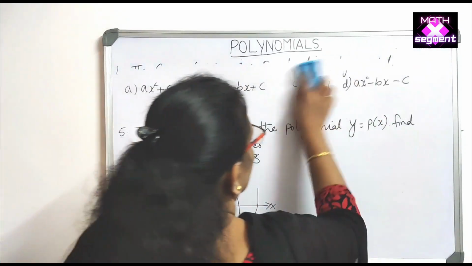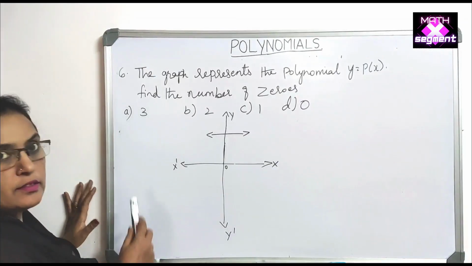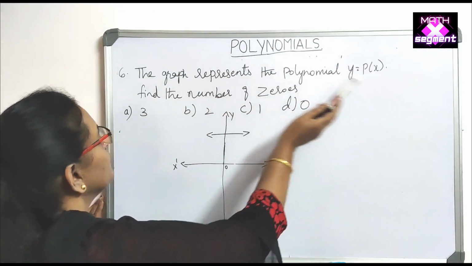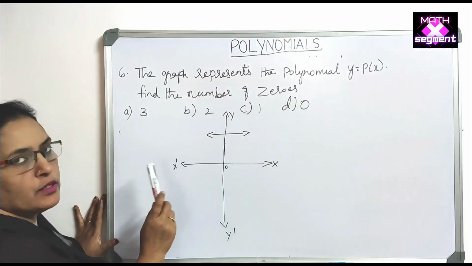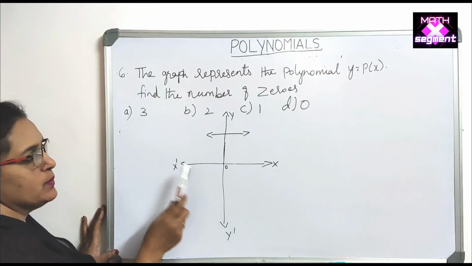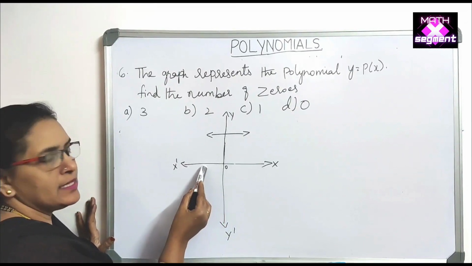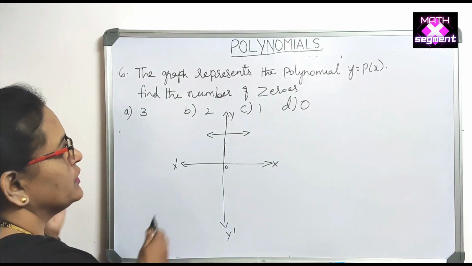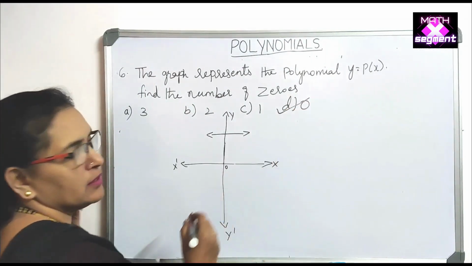Let's do the next question. The graph represents the polynomial y is equal to p of x. Find the number of zeros. So this is a similar question to the previous one. The given graph is not intersecting the x-axis. So that is why the option D is the correct answer.